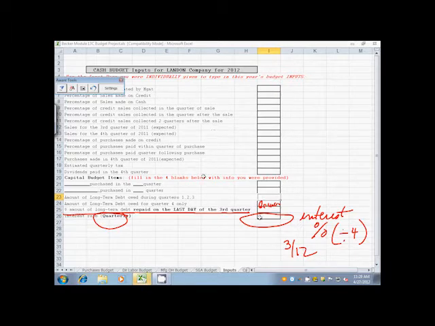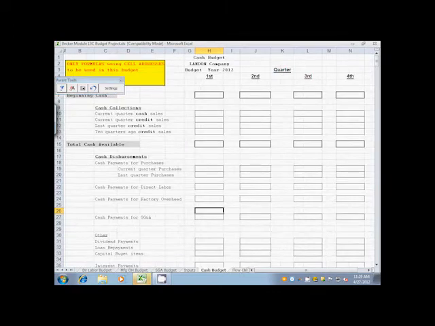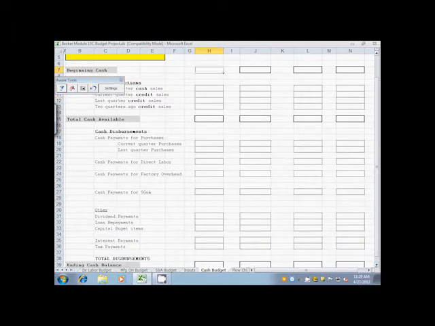Your cash budget is set up in quarters, and each quarter ending becomes beginning. So you're given your very first quarter, and then whatever you get for ending is going to obviously come up here and become the beginning for the next period.